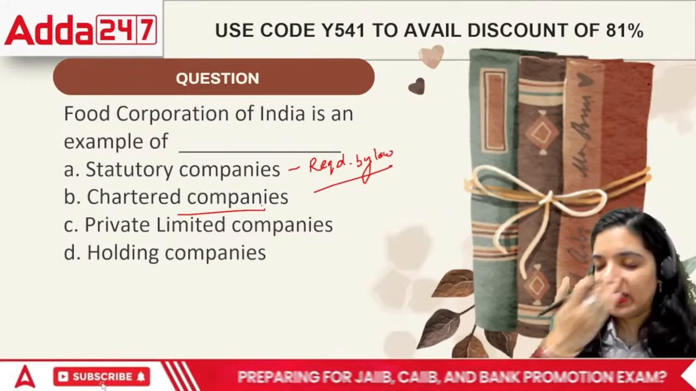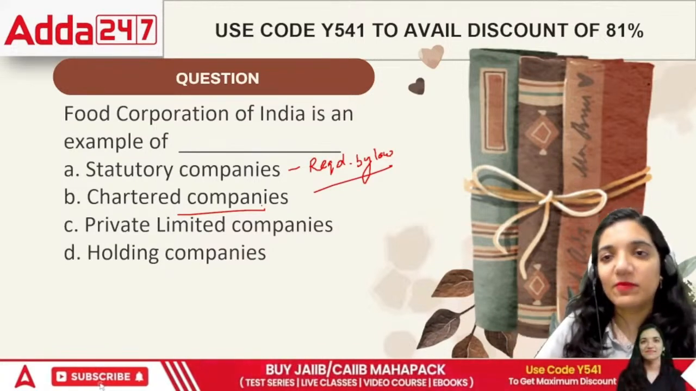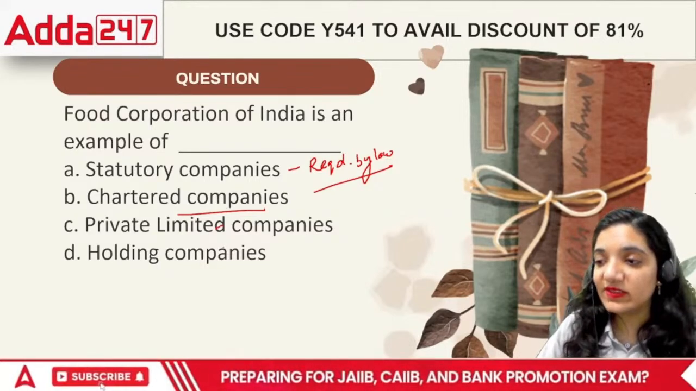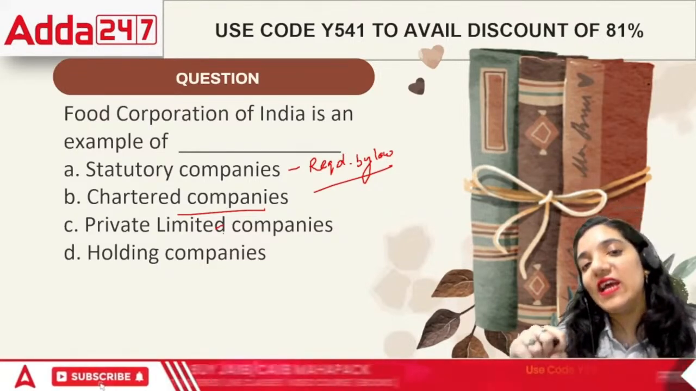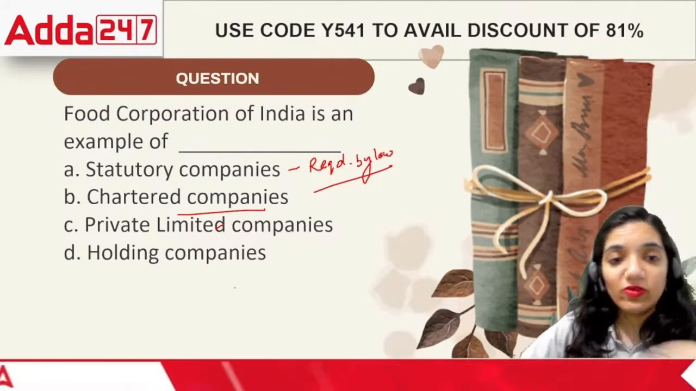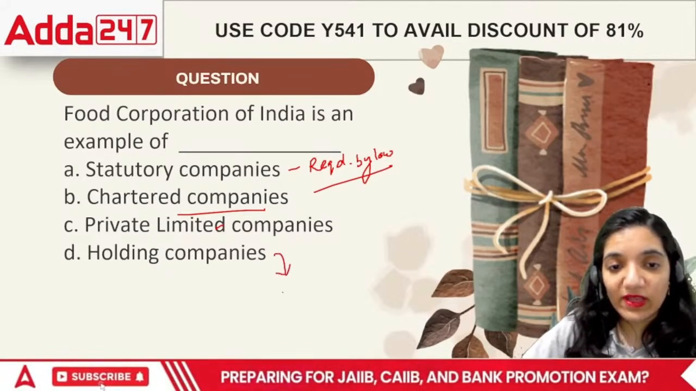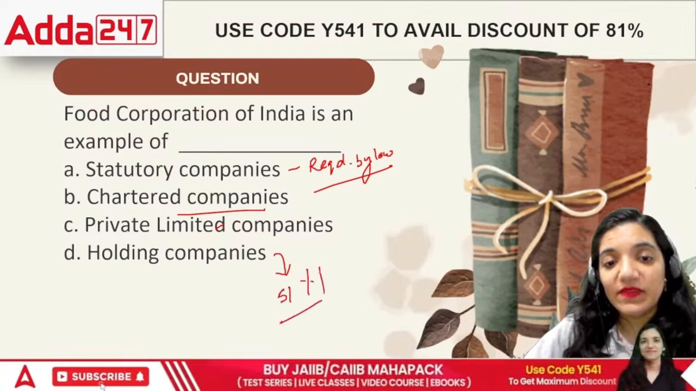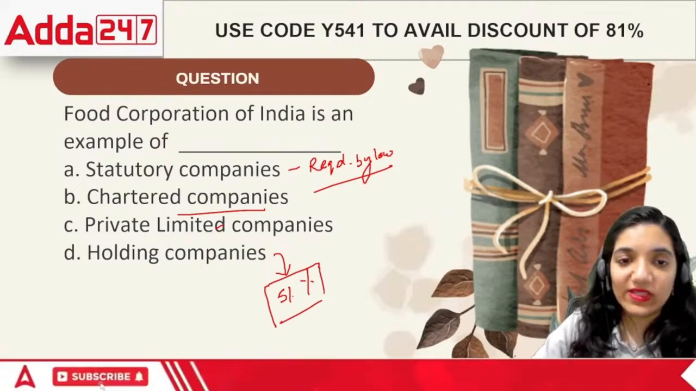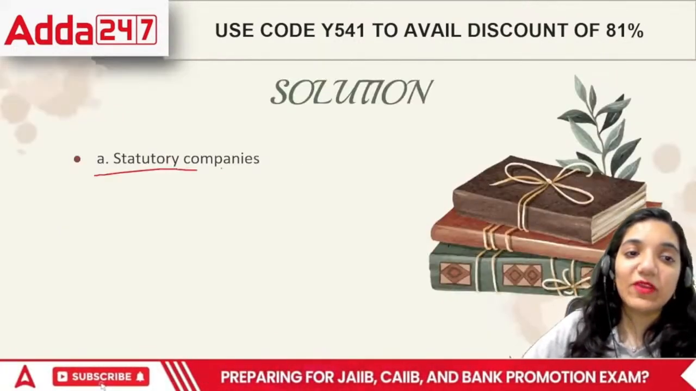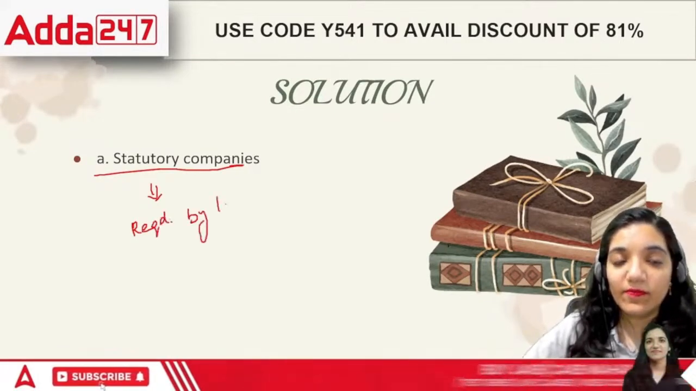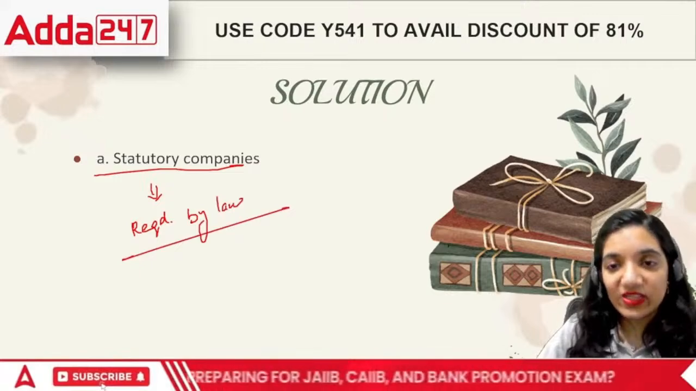Private company means any company which is not a public company. That means a company having less than 200 members, and the working is in such a way that these organizations are closely held. Next is holding company. A holding company means a company which is holding more than 51% of another company. That means it has major control over the other company. So the correct answer in this case is a company which is required by law. So FCI is a statutory company.